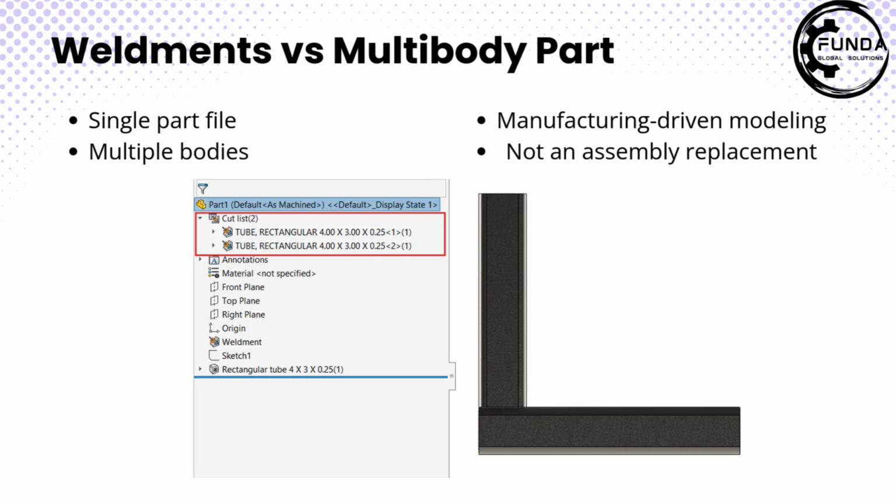In SOLIDWORKS, a weldment is created as a single part file, but internally it contains multiple solid bodies. Each body represents a structural member that will eventually be welded together in the real world. Because of this multi-body approach, SOLIDWORKS can automatically calculate member lengths, generate cut lists, and prepare manufacturing-ready data from a single model. However, weldments are not meant to replace assemblies. Assemblies are still used when parts are manufactured separately and then bolted or assembled together.